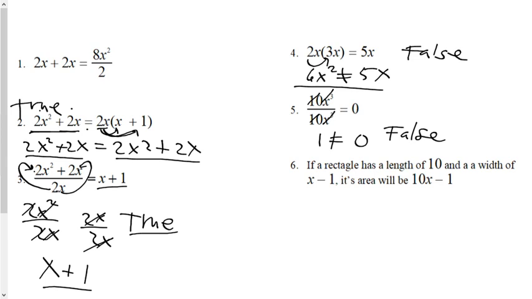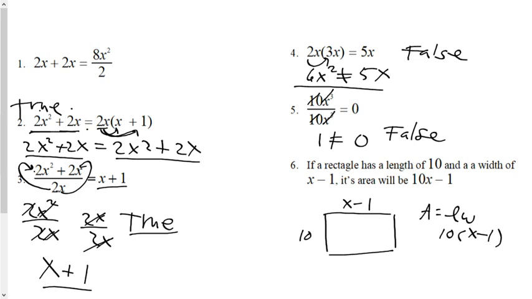And finally, if a rectangle has a length of 10 and a width of x minus 1, its area will be 10x minus 1. First step you should do to prove it is draw it. Then you will say, okay, area is equal to length times width. Area is equal to 10 multiplied by x minus 1. Using distributive property, we'll see that 10x minus 10 is the area. And since this says 10x minus 1, the answer is false. It should be 10x minus 10.